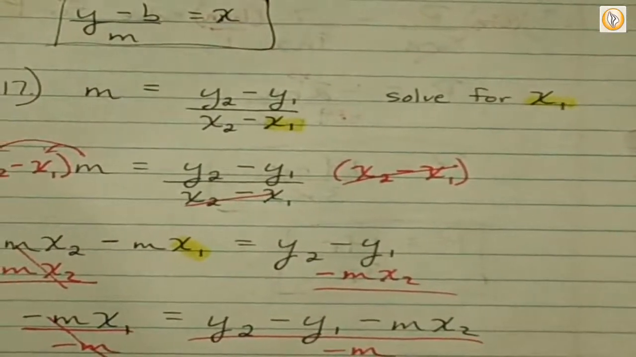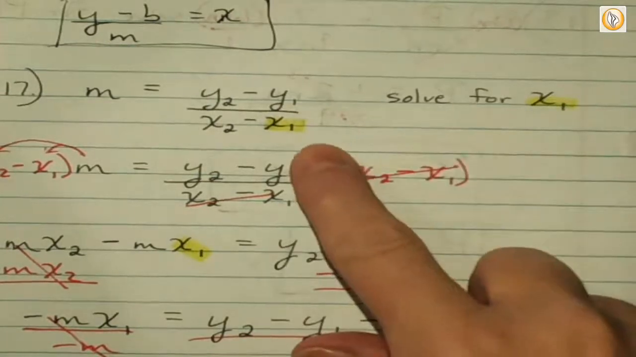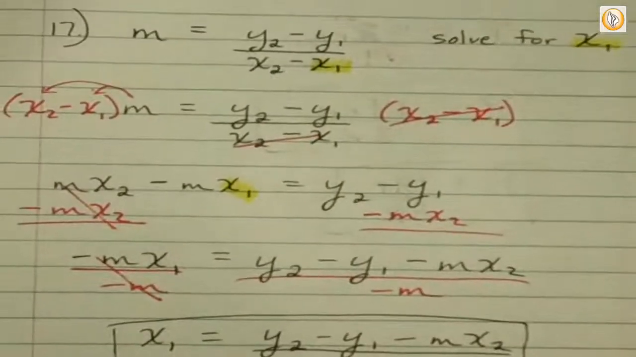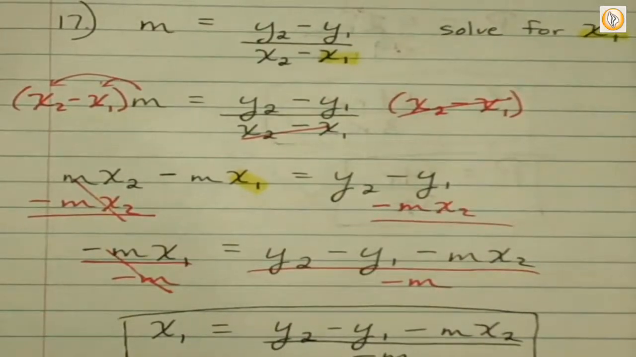Okay, we started doing examples. The last one we did was number 17. I highlighted what we're solving for. This one, remember, was kind of crazy.